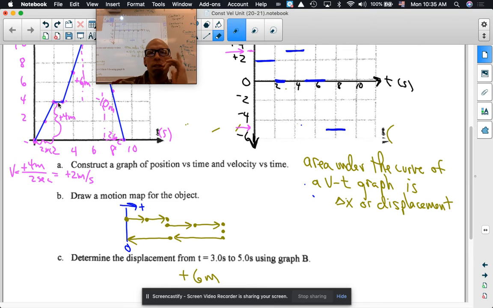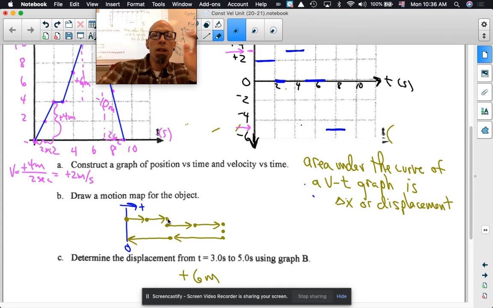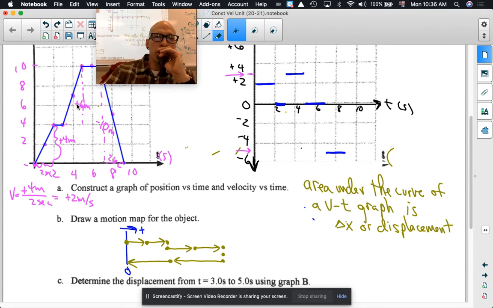Then what about this 1 second? 1 second not moving. That's a dot, no arrow. Dot with no arrow means not moving. Then we pick up and start moving again, faster than before. Faster than the 2 meters per second. Now we're at 3 meters per second, and that happens for 2 seconds as well. So how many arrows did I put? 1, 2.